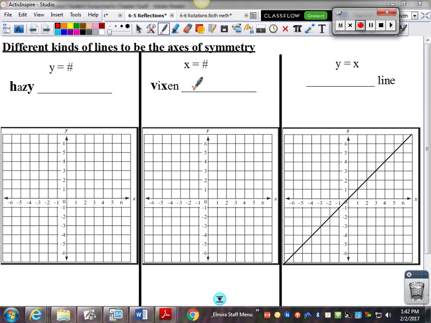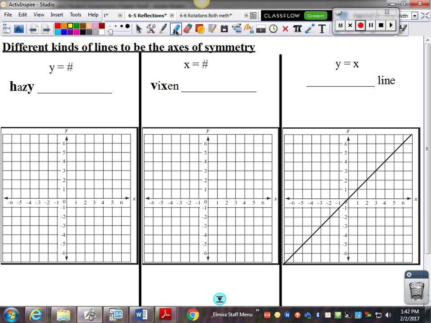Hi guys. Today is a continuation of lesson 6-5 where we're still doing reflections. Yesterday our axes of symmetry were either the x-axis or the y-axis, but those are not the only possible axes of symmetry. We can also have vertical lines, horizontal lines, and diagonal lines be axes of symmetry.